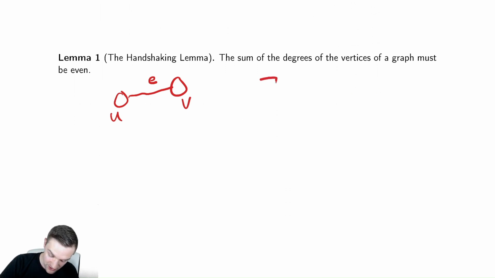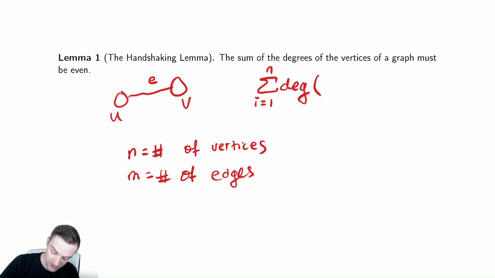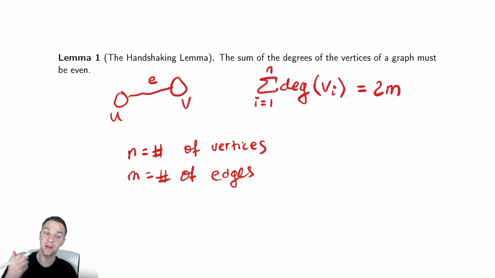So it actually turns out that the sum from i equals 1 to n, if n is the number of vertices, and m is the number of edges, if I add up the degree, deg, of each vertex vi, then this is exactly equal to twice the number of edges, because every edge is counted twice. I will include a formal proof of this in your version of the notes to look at, but here I wanted to just show you how we can do this.